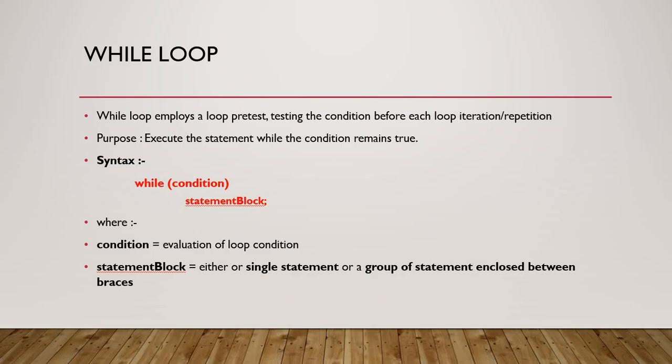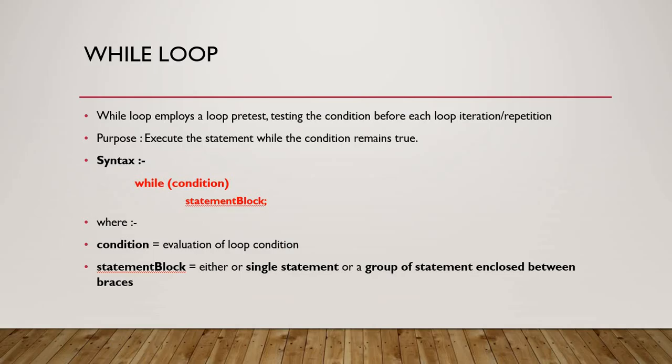This is the syntax. We have while, and then in brackets the condition, in the format of an expression, and then the statement block. The condition is the evaluation of the loop condition, still like the previous one, for example I less than 3. And then the statement block is either a single statement or a group of statements.